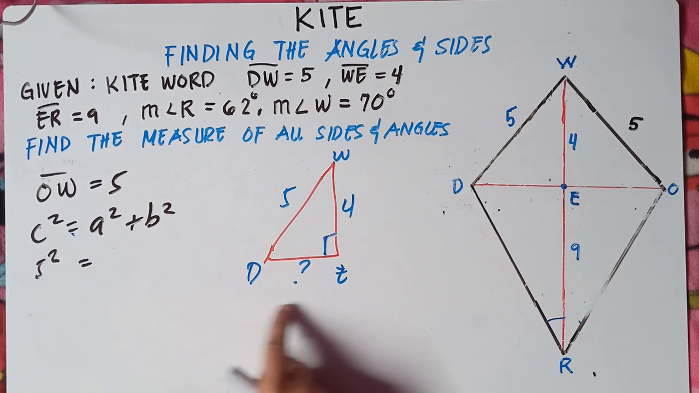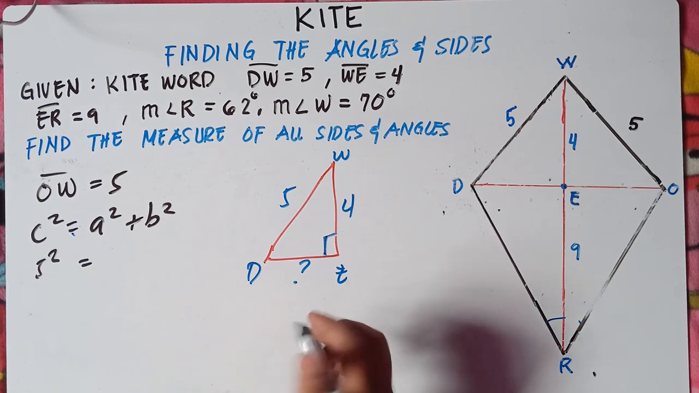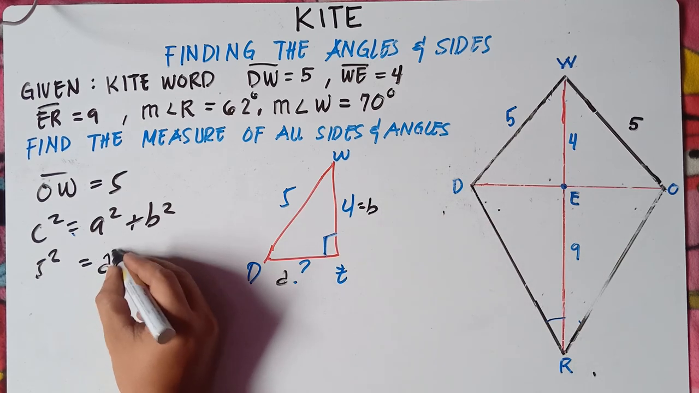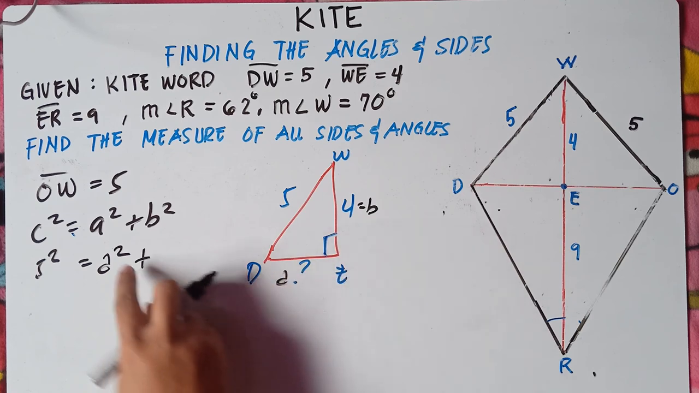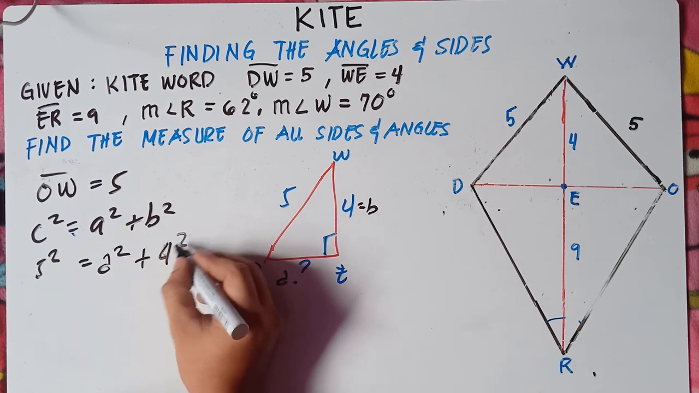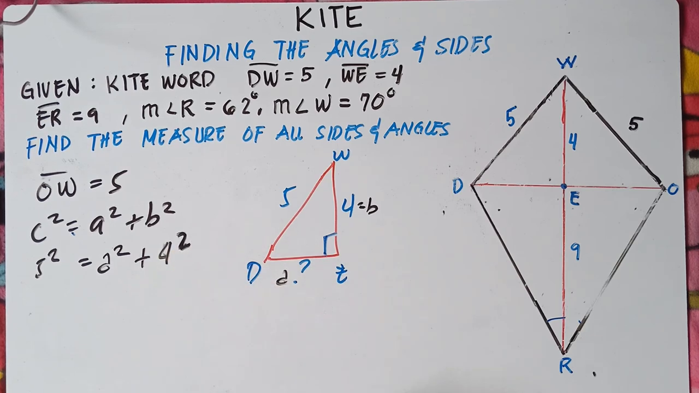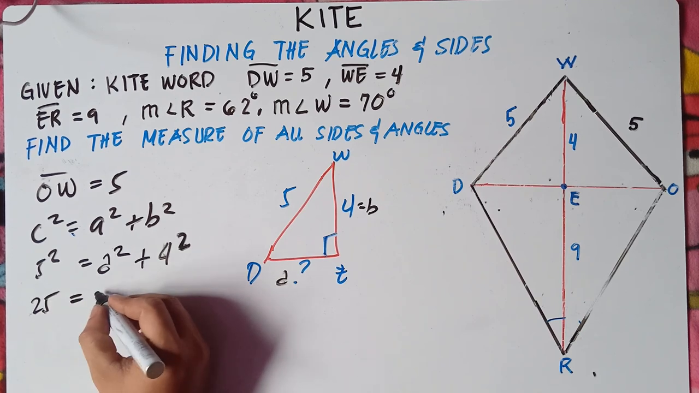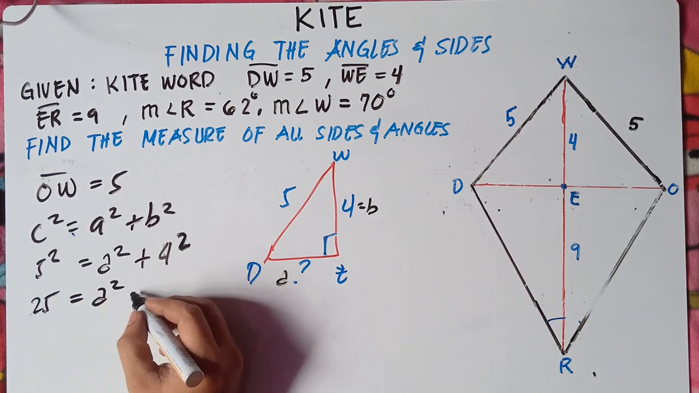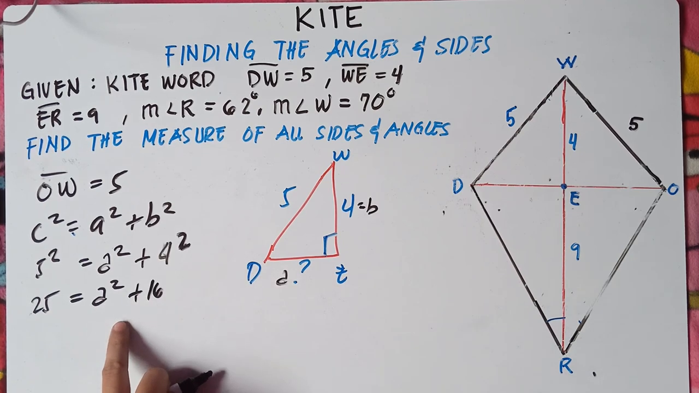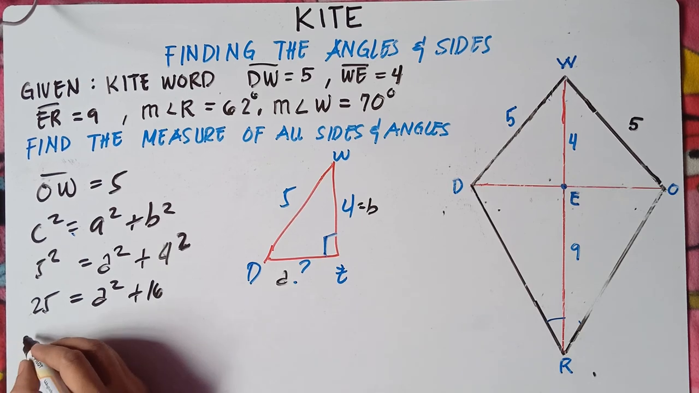Always remember that the longest side is the c. So what if we find a, this is a, this is b, b is equal to 4. So a squared plus b squared, b is 4, so 4 squared. This is 5 squared, this is 25, equals a squared plus 4 times 4, which is 16. So to get the value of a, transpose 16 from right to left.